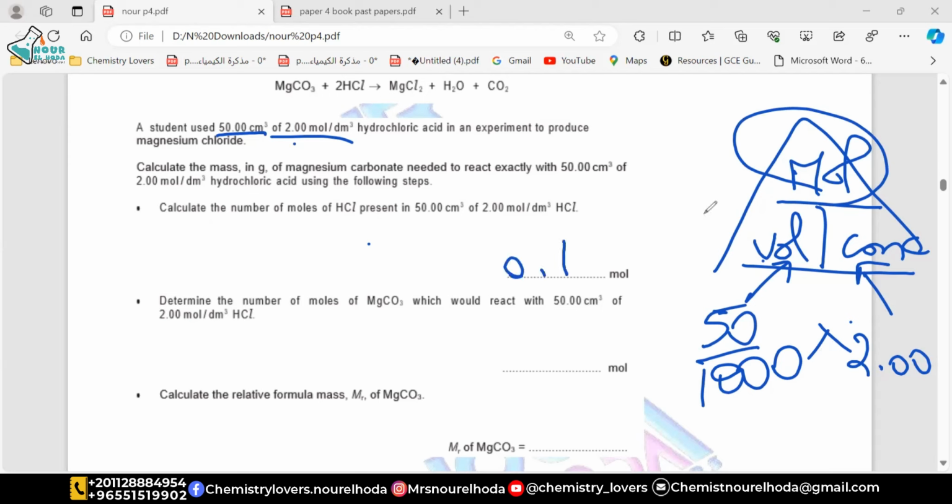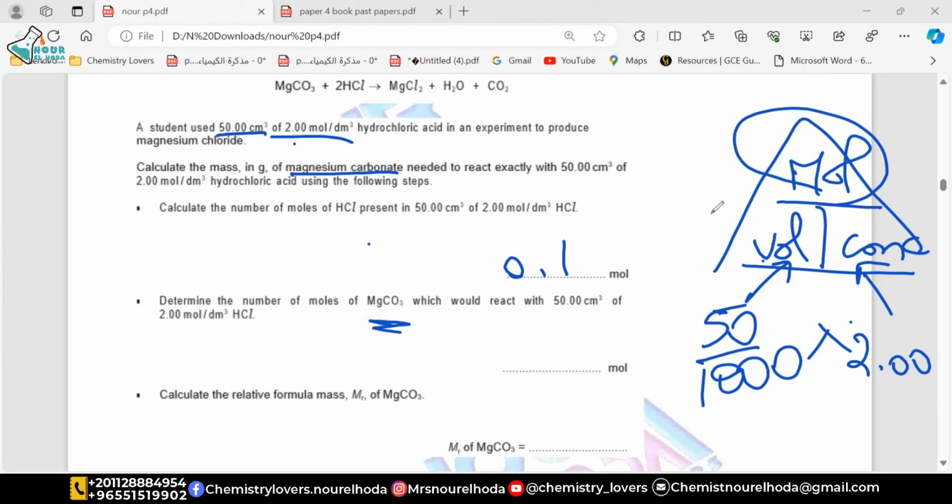Now if I want to get MgCO3, and I check, I'm not going to find anything given for MgCO3. Once you feel you're stuck, this is what I told you last Monday: since I have a given, I will work with the given. But if I don't have a given, I will do a mole ratio. Exactly, I will do a mole ratio.